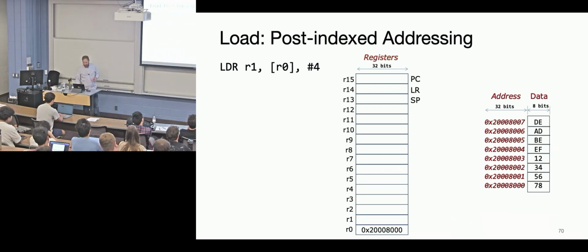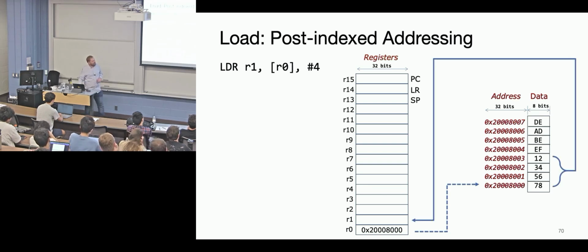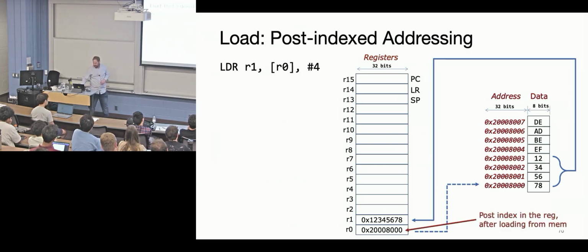And then post-indexing, this is the non-bang version, so not right now. Go out, get your data, bring it back. We're just going to go to the location defined in R0 and put that in R1. However, after we're all done, we're going to increment by 4. So this is just like iterating in for loops.